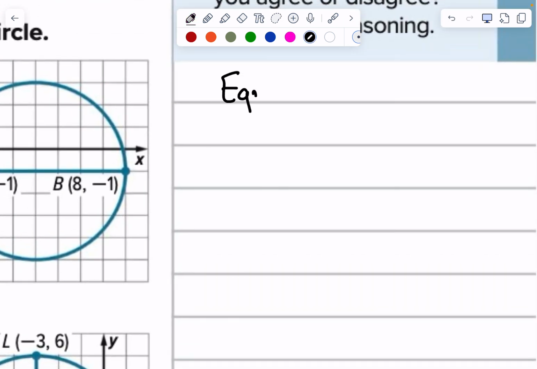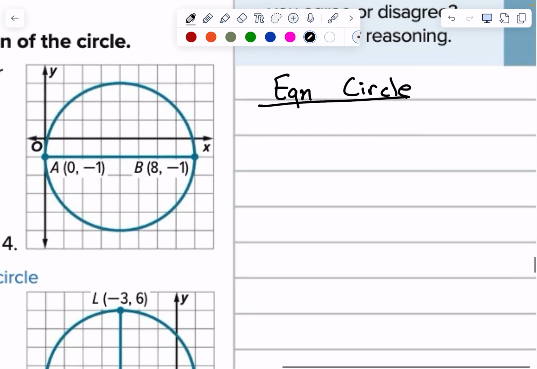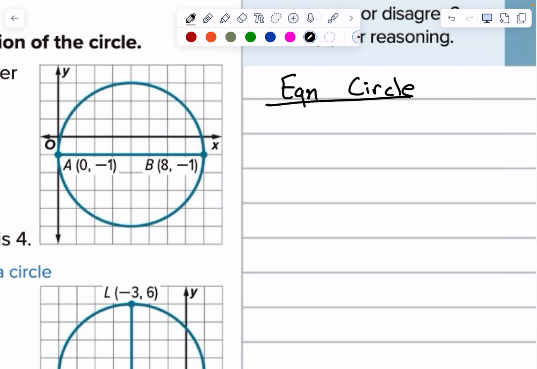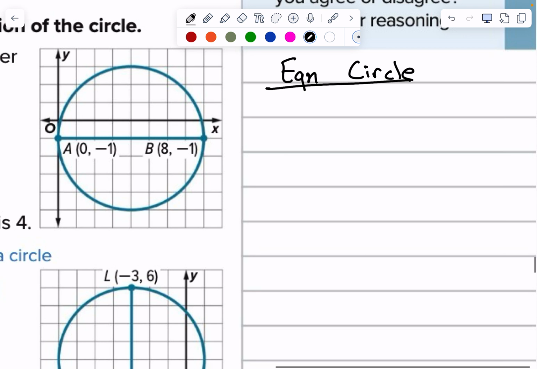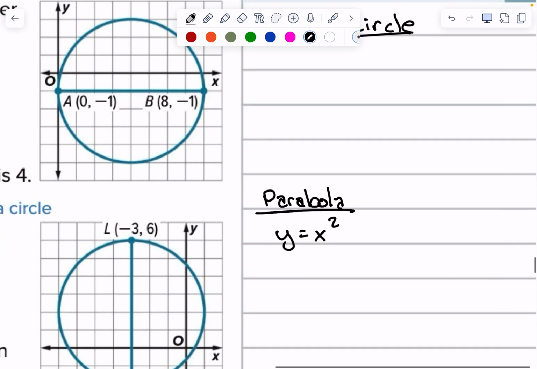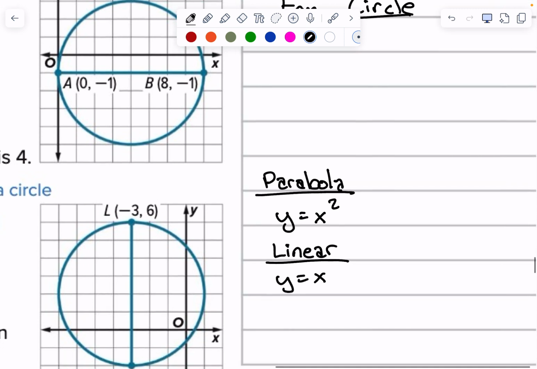Here is what the equation of a circle looks like. Write this down. Equation of a circle. Here's what you need. Now, we know that certain things have specific equations that are related to them. Like in Algebra 2, a parabola, don't write this down, looks like y equals x squared. A linear function is y equals mx plus b, or just y equals x, is the main one.